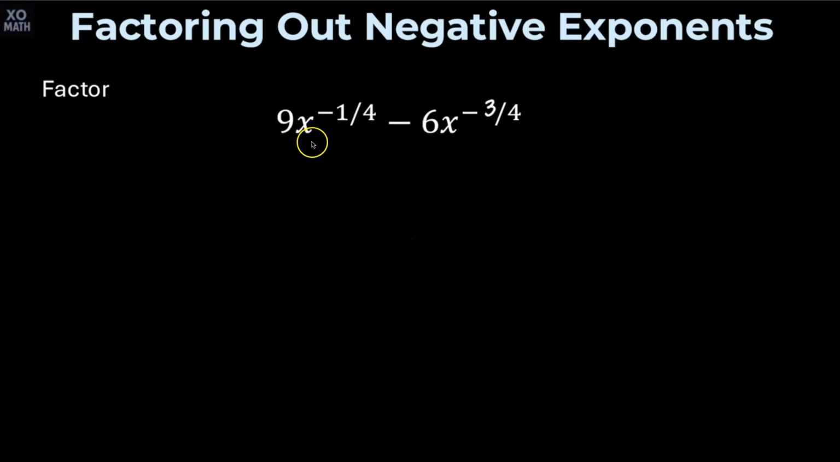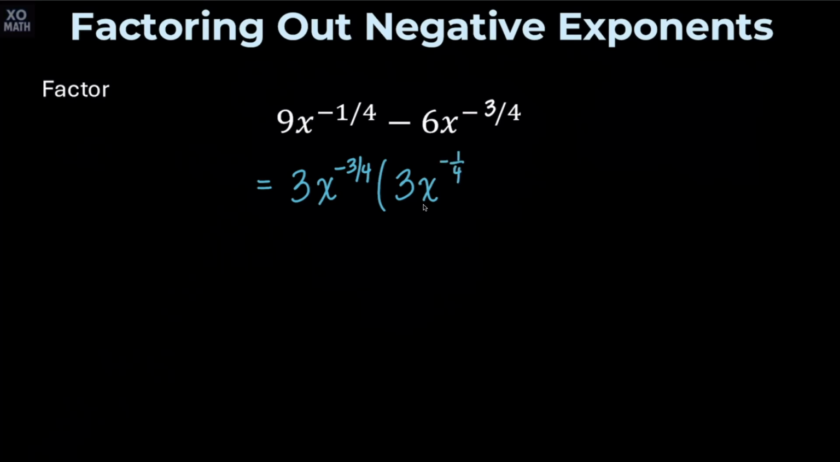Now let's factor 9x to the negative 1/4 minus 6x to the negative 3/4. We got this. So we're going to factor out a 3 from the coefficients, divides evenly into both. And then we're going to factor out x to the negative 3/4. Negative 3/4 is smaller than negative 1/4. It's further to the left on the number line. So now what we have left in our first term is a 3. 9 divided by 3 is 3. And then in terms of the x variable, we have x to the negative 1/4.